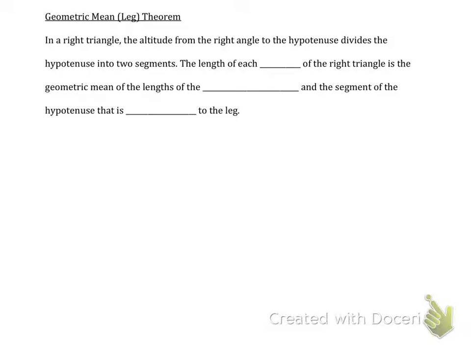Okay, so this is geometric mean leg theorem. So I'm going to change my colors just so it looks different to your eye. In a right triangle, the altitude from the right angle to the hypotenuse divides the hypotenuse into two segments. The length of each leg of the right triangle is the geometric mean of the lengths of the hypotenuse and the segments of the hypotenuse that is adjacent to the leg.